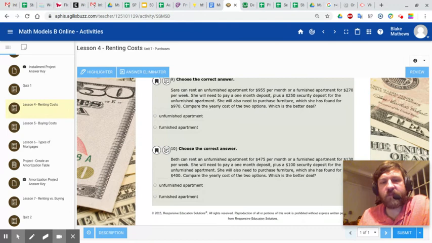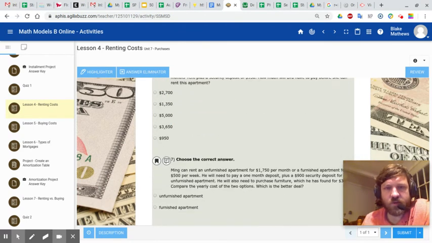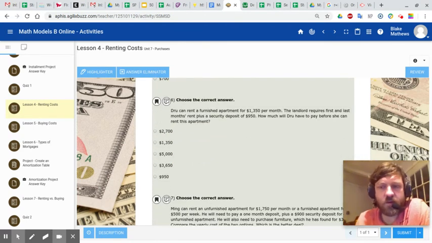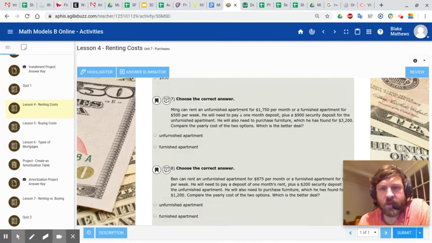The last few questions are about whether the person should be paying for an unfurnished or furnished apartment. It gives you two options, and you're just making a comparison. What's more expensive? Ming can rent an unfurnished apartment for $1,750 or a furnished apartment for $500 per week. He will need to pay 1 month deposit plus $900 for the unfurnished. He'll also need to purchase furniture, which he has found for $3,200. Compare the yearly cost.